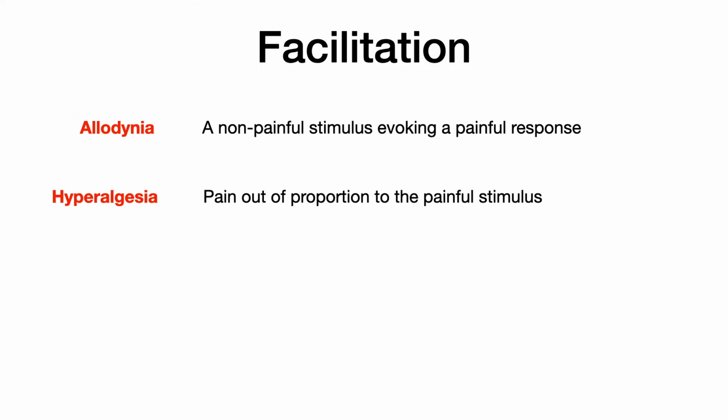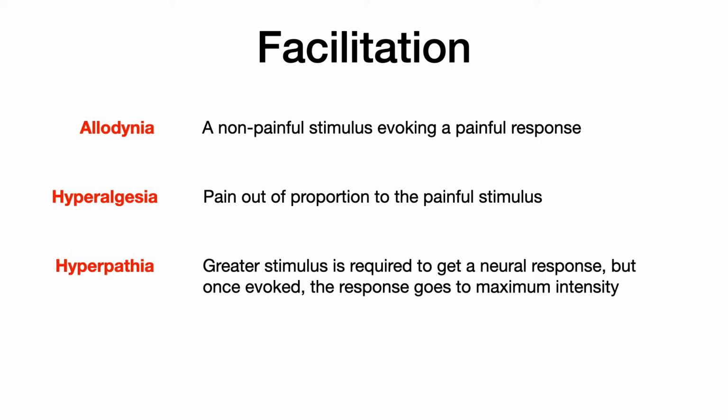So you are experiencing the painful stimulus, but the response and the reflex is very much out of proportion to the stimulus. The third and final term that's related to the concept of facilitation is hyperpathia. Hyperpathia refers to when a greater stimulus is required to evoke a response, and then once that response is evoked, the response goes to maximum intensity. An example would be if somebody was poking you with, let's say, a pencil or a pen, and you didn't feel anything, and they're poking and poking and poking, and then all of a sudden, after poking you 10 times, the response that you feel, that pain reflex, goes to maximum intensity, and then you feel 10 out of 10 pain.